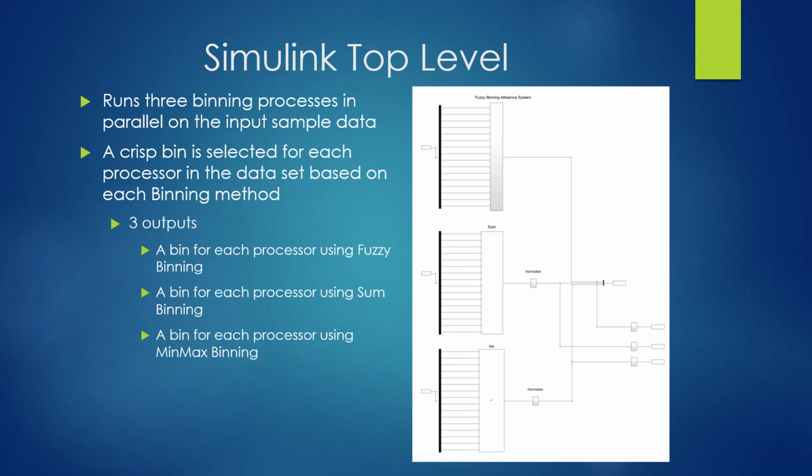This is an image of the very top level of the Simulink simulation, just to give an idea of what this looks like and how it is being implemented. It runs the 3 binning processes in parallel on the same set of data. All of this coming in is the same data set, separated out into its 16 cores and fed into each binning procedure. That's the input to the system, and the output is a bin for each processor in the data set. There are 3 outputs because there are 3 binning processes being tested, with an output bin given for each processor based on each binning process.